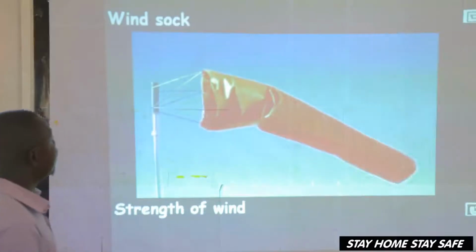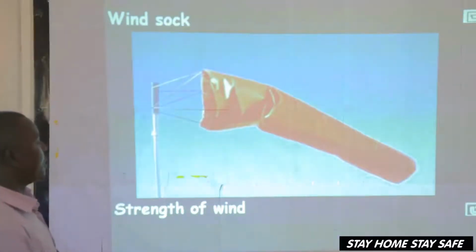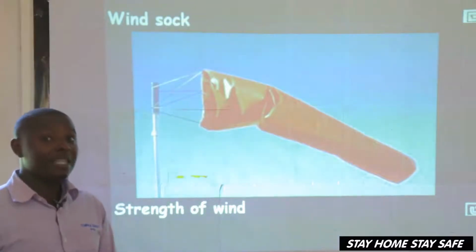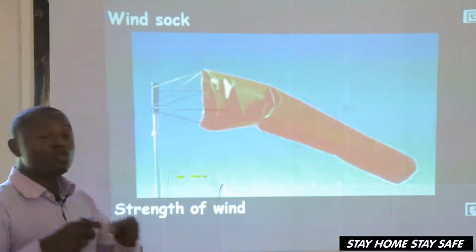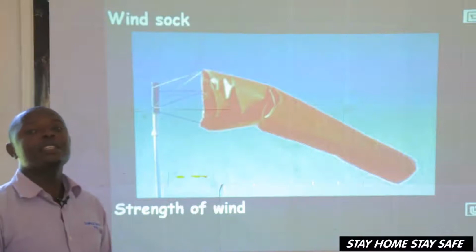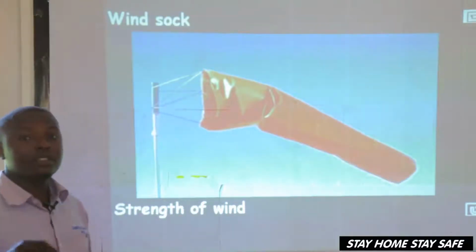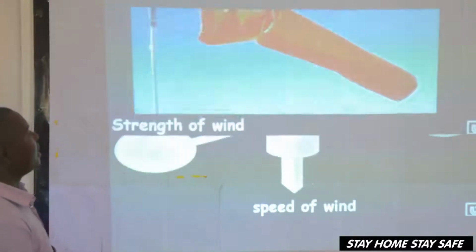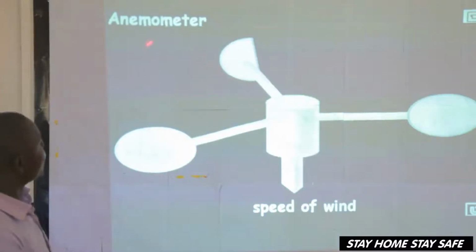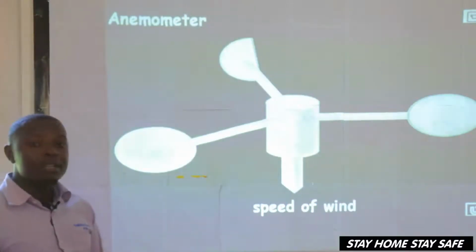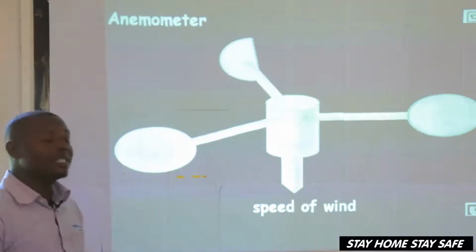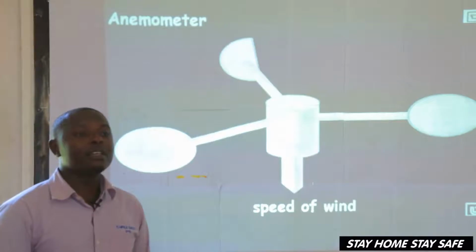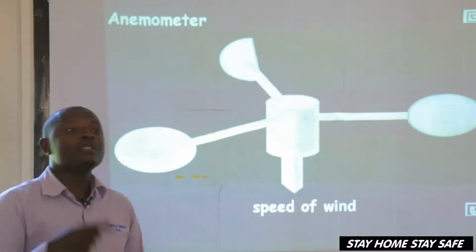The other one is a windsock. A windsock is just there to show, it doesn't measure, but it shows the strength of wind. It shows how strong wind is. The other one is anemometer. Anemometer measures the speed of wind, how wind is moving.